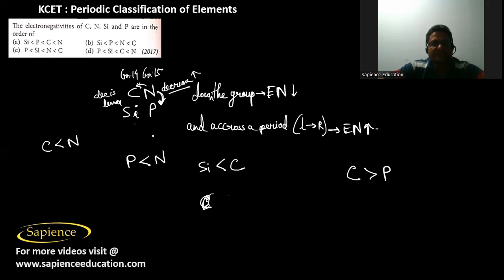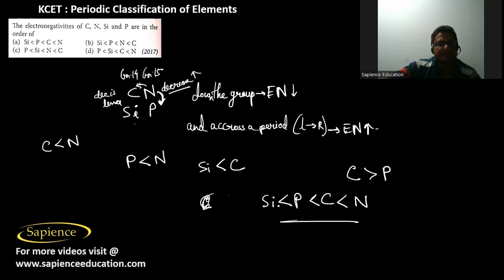And from silicon to phosphorus, the electronegativity of silicon will obviously be less than that of phosphorus. And for phosphorus, it is less than that of carbon. For carbon, it is less than that of nitrogen. So this is the required order: Si, P, C, and N. So option B, Si, P, C, and N. Okay, yeah, so option A is the correct answer.